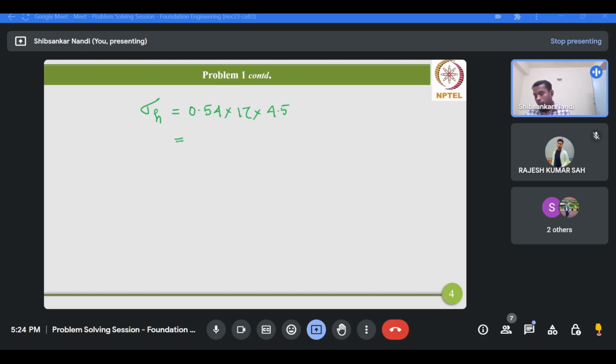So 0.54 into 17 into 4.5. This will give you a horizontal stress, or lateral pressure, or at-rest earth pressure of magnitude 41.3 kilonewton per meter square at z equals 4.5 meter. Okay, so this is the answer.